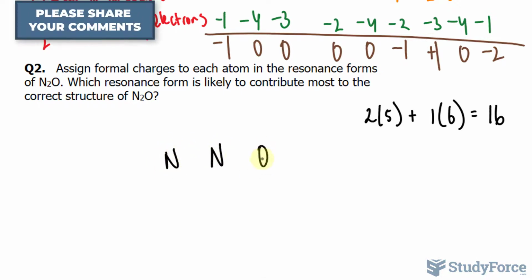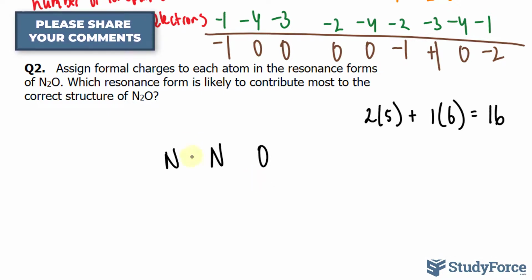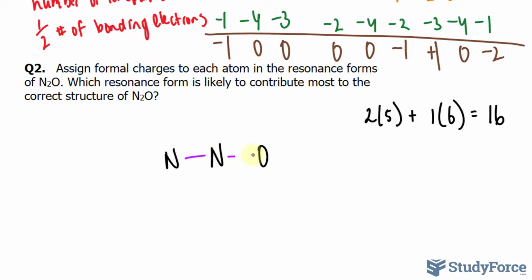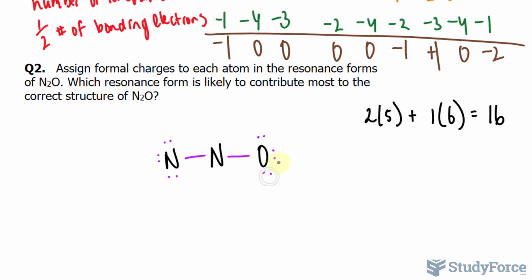So nitrogen and oxygen. Bonds need to be formed here, so I'll put lines in between these 2 nitrogens and the nitrogen and oxygen. This means that 4 electrons are already used up. We have 12 more to work with, and those 12 will be distributed among the peripheral atoms. 1, 2, 3, 4, 5, 6, 7, 8, 9, 10, 11, 12. This has a complete octet, that has a complete octet, but the central nitrogen does not.